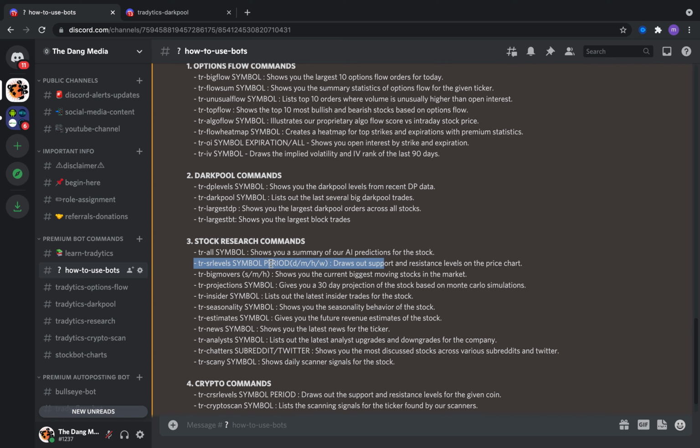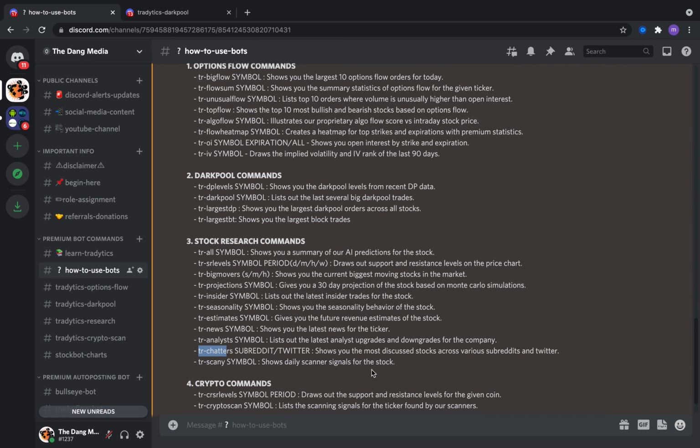This we went over, the support and resistance levels, big movers, projections, insiders I like to use, seasonality I like to use for broader market analysis. TR estimates, this will give you future revenue estimates for stocks. TR news we just went over. Analysts, this lists out the latest analyst upgrades and downgrades for that company. You can type in TR chatters and then Twitter or subreddit, and this will show you the most discussed stocks on Twitter or Reddit, any subreddits.